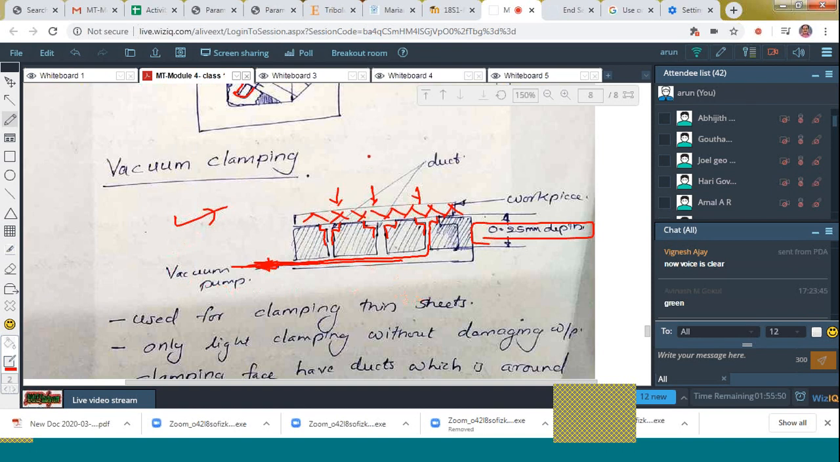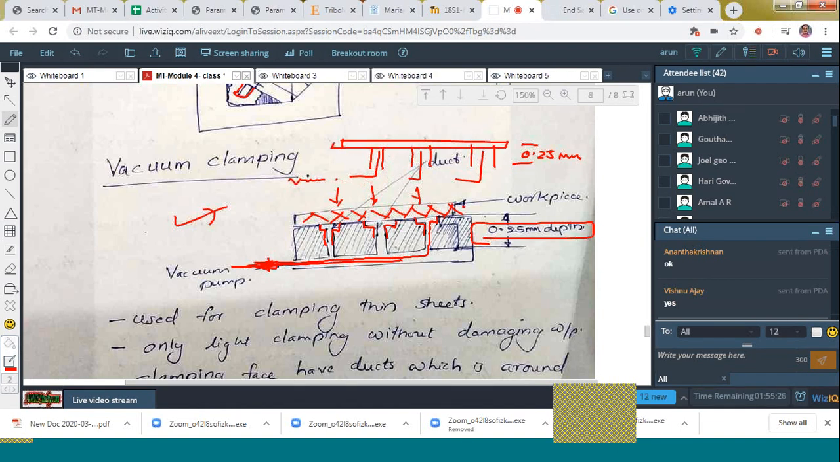There exist small ducts. The duct has a height of how much? 0.25 mm. And these ducts are connected to what? Vacuum pumps. It is useful only for holding thin sheets. Yeah, glass can also be held. You might have seen in certain automotive industry videos, the windscreen glass is held by means of what? Yeah, vacuum cups, right? Just like that. Okay, vacuum clamping.